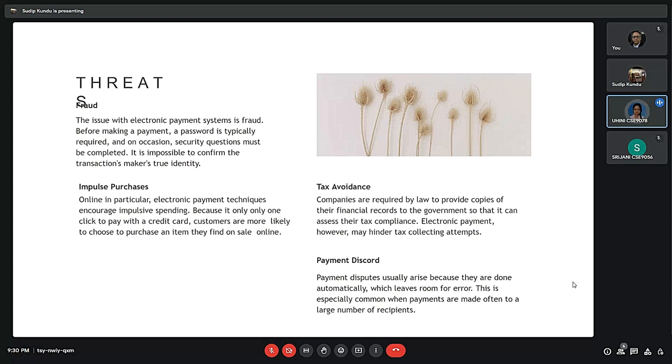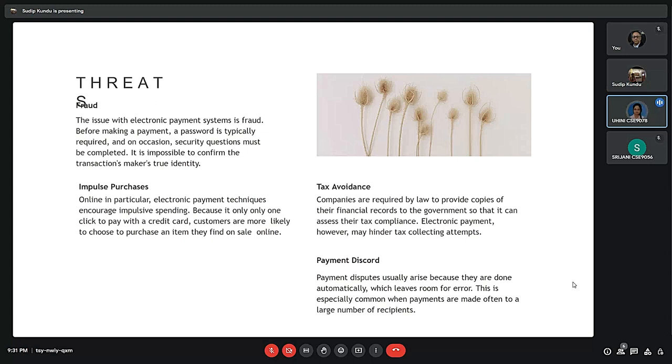Next is tax avoidance. Companies are required by law to provide copies of their financial records to the government so that it can keep track of the taxes they pay, and of what they provide to their employees or any organization. Electronic payments, however, have hindered tax-collecting attempts because everything is recorded and transactionally logged.